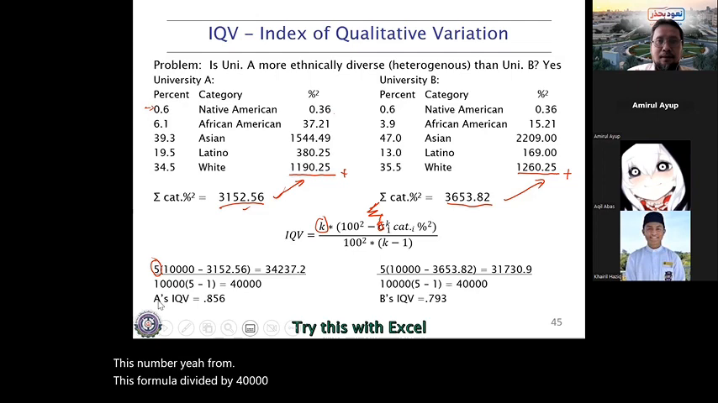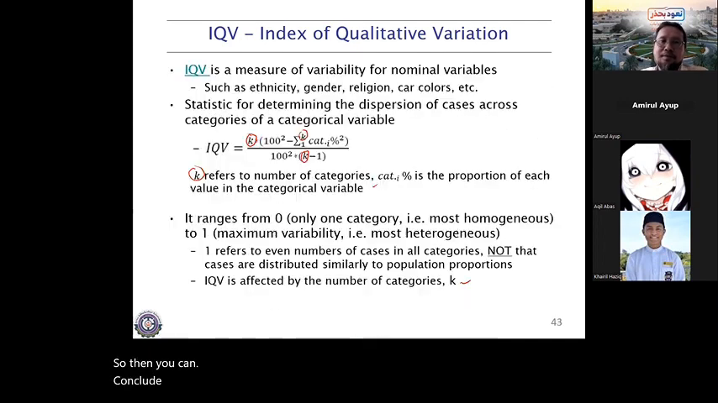So for A, here, IQV is equal to 0.856, right? And then correct, sir, this one correct? All okay. Same. All correct. All right. So if you get this one, then you can conclude based on this scenario.